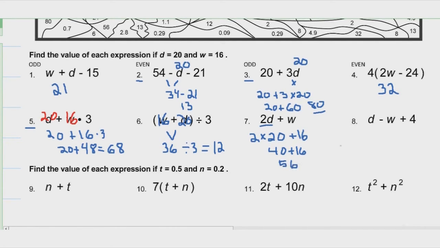And the last one, problem number 8, D is going to be 20 again, and W is going to be 16. Now, some of you might have been thinking, wait a second, I'm supposed to do addition first because of please excuse my dear Aunt Sally. That is wrong. Subtraction and addition are in the same family, so you need to work from left to right. So on this problem, subtraction actually comes before the addition. So you have 20 minus 16, which is 4, plus 4, which gives you 8.